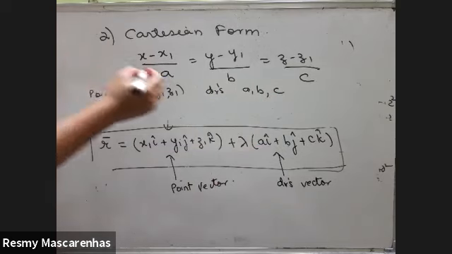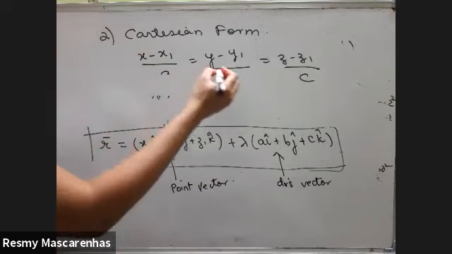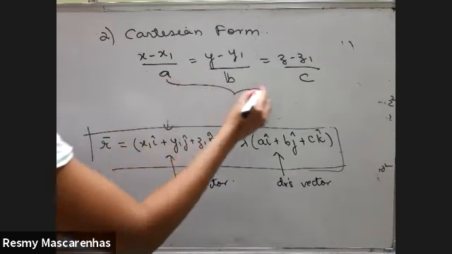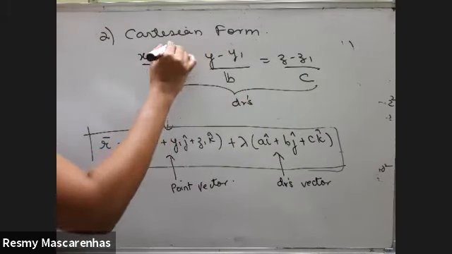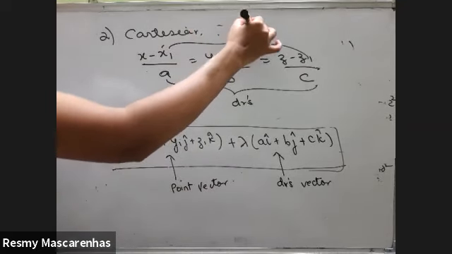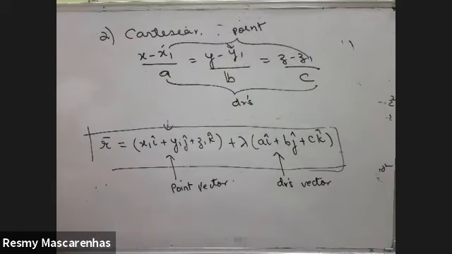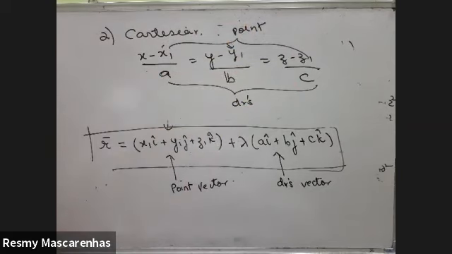The denominator will always be the direction ratios for the Cartesian form, and the numerator part will always be the point. x1, y1, z1 is the point. a, b, c are the direction ratios. Remember that: numerator always the point, denominator always the direction ratios.